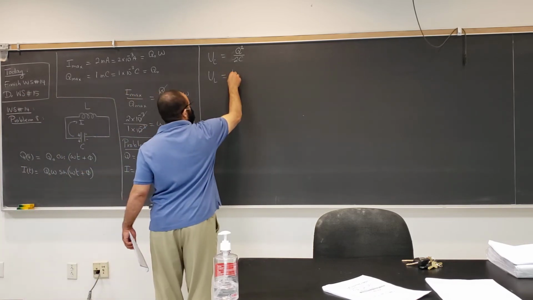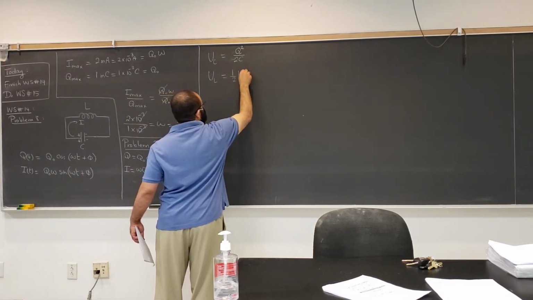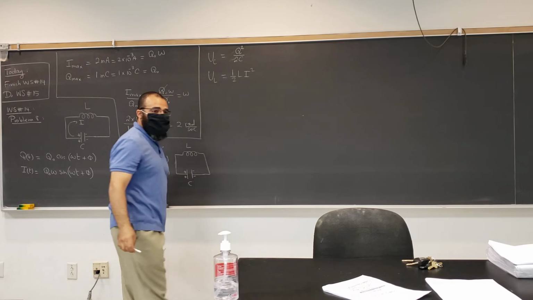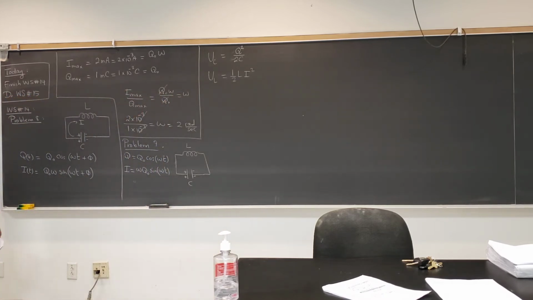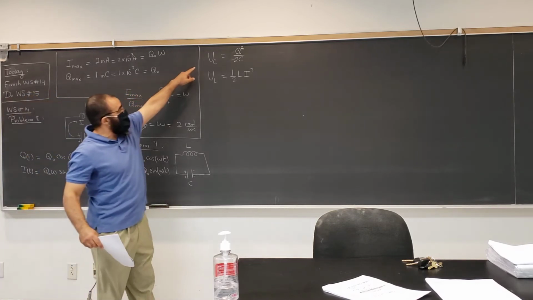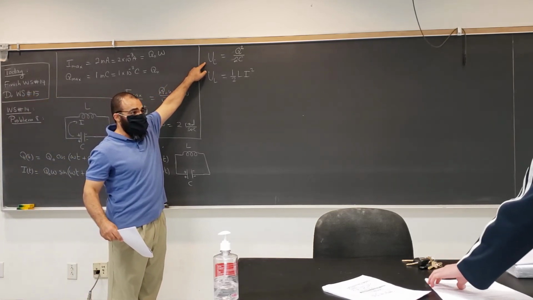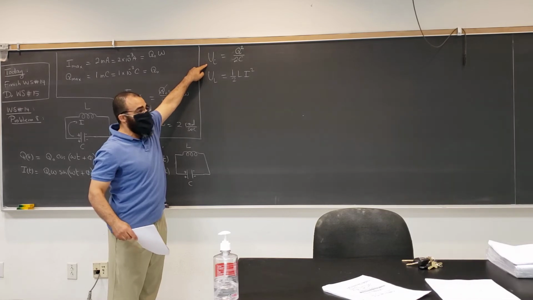1/2 L I squared. Thank you. L is the inductance, and I is the current. Good. So when the capacitor discharges, how much charge will it eventually have? 0. So the energy in the capacitor at that moment would be 0, right? But energy is conserved. Where did it go?